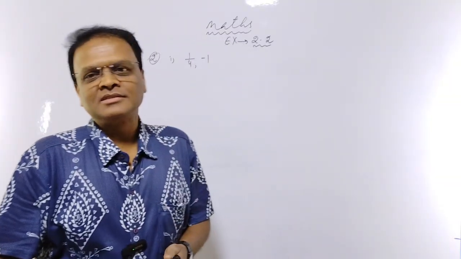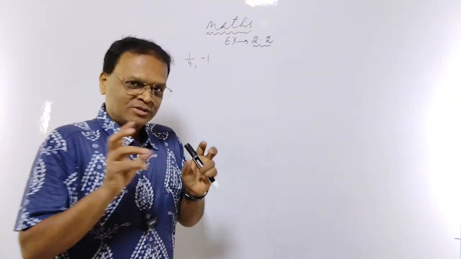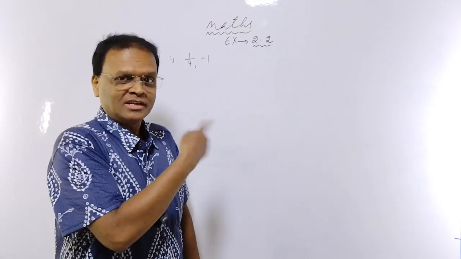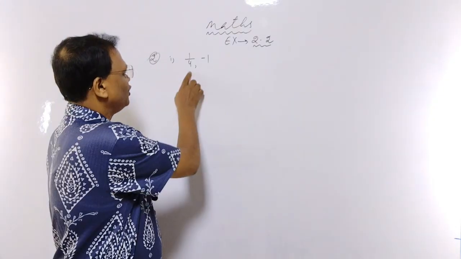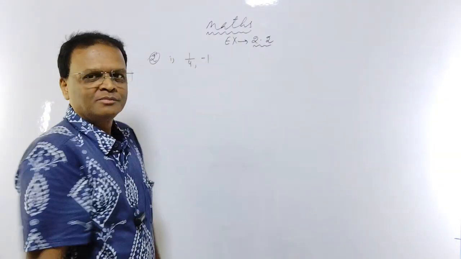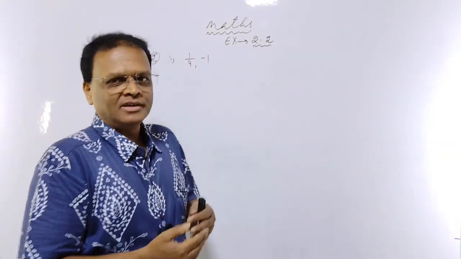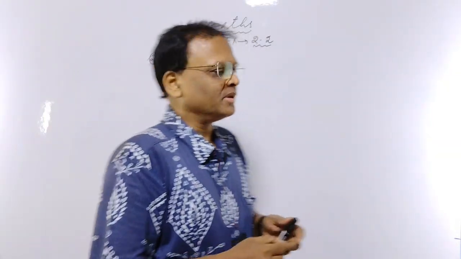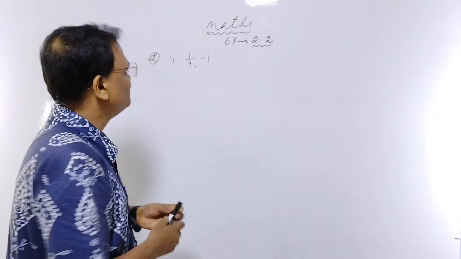Now today we are going to discuss the second most important question: if zeros are given, then write down the quadratic polynomial. Two zeros are given. The first zero is 1 by 4, the second is minus 1. If the zeros are given, how to find the quadratic polynomial? Very simple. You only need to remember one formula.